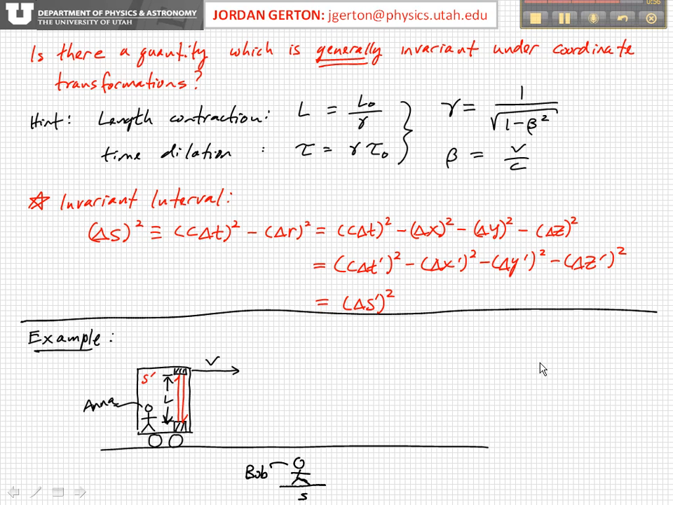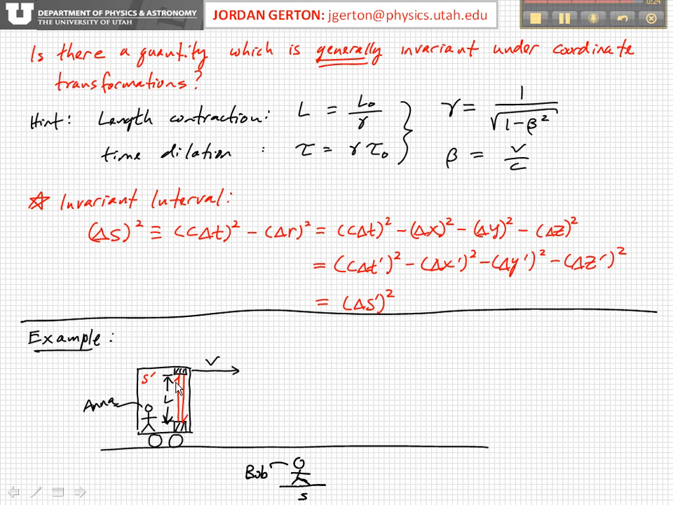To see how this interval is indeed invariant, let's consider an example that we've seen before. This is one of Einstein's Gedanken experiments. So we have Anna and Bob. Anna is in a rail car moving to the right with velocity v. So hers is the s prime frame, and we have this so-called light clock, where a light pulse goes up from some light gun, hits a mirror, and bounces back down where it's detected. The distance between the light gun and detector and the mirror is L.